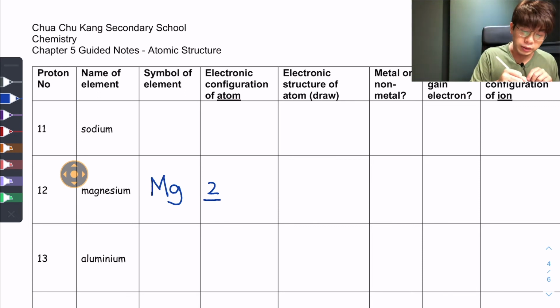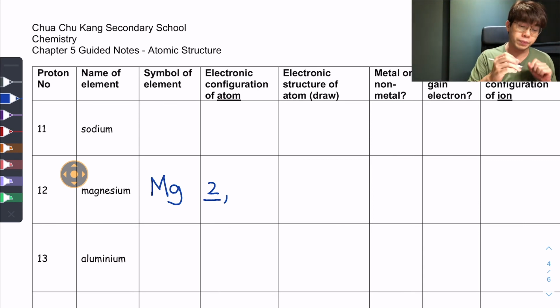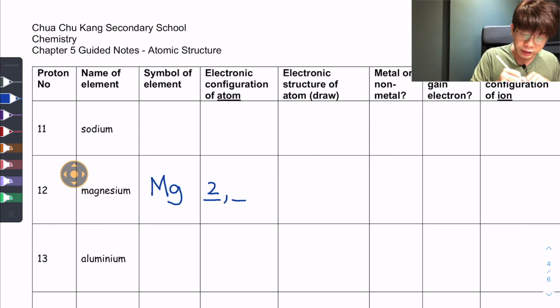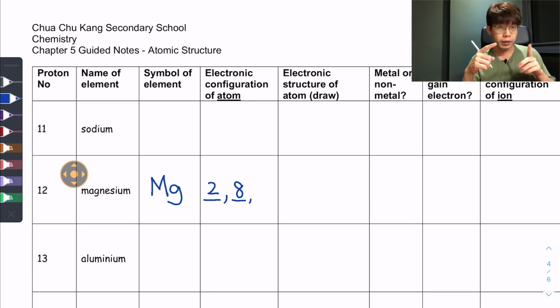Okay, so is there enough space in the second shell for 10 electrons? No, right? So the maximum that I can hold for the second shell is 8. And I still have not finished all my electrons, right? So 2.8, and then I have 10, I need 2 more. So 2.8.2.